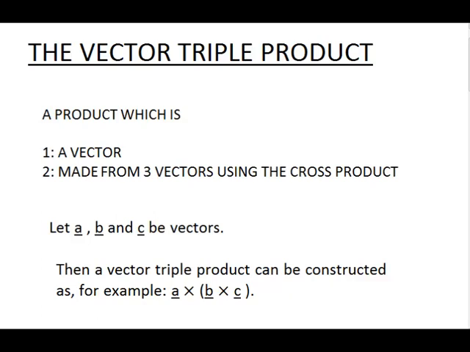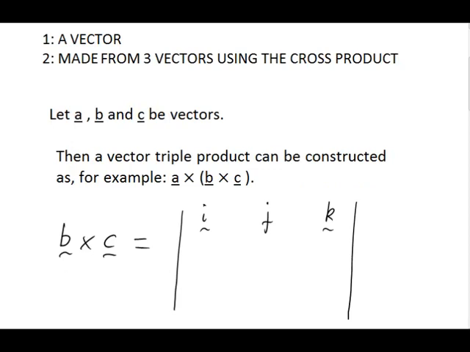I hope you remember how to do a basic cross product. It involves a determinant. The determinant is 3 by 3 and has I, J, and K across the top row. In the other two rows, we put the components of the vectors that are in the cross product, starting with the first one in the middle row. So that's B1, B2, B3. And then on the bottom, C1, C2, C3.